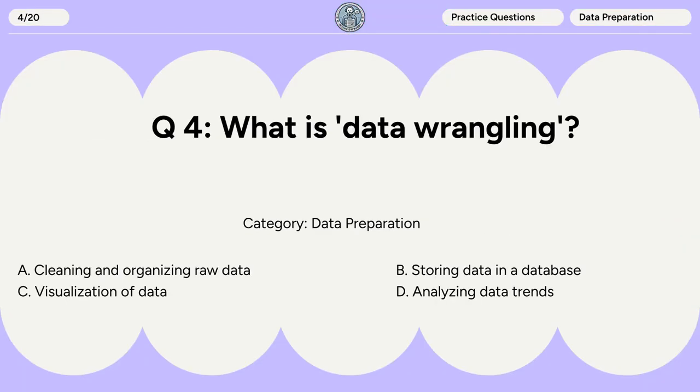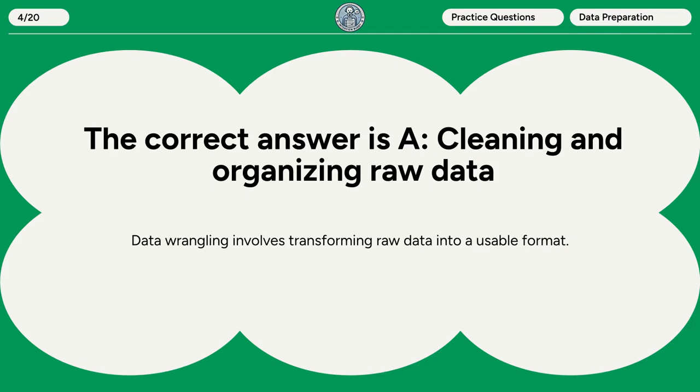Question 4. What is data wrangling? A. Cleaning and organizing raw data. B. Storing data in a database. C. Visualization of data. D. Analyzing data trends. The correct answer is A. Cleaning and organizing raw data. Data wrangling involves transforming raw data into a usable format.